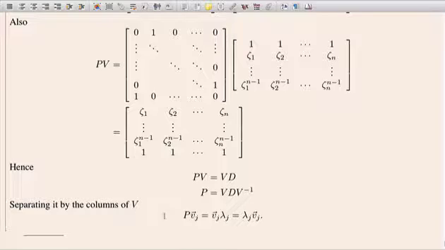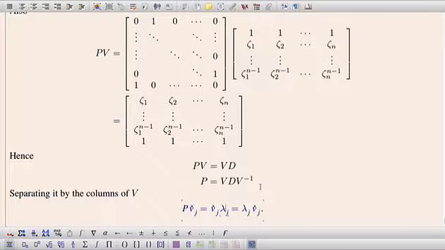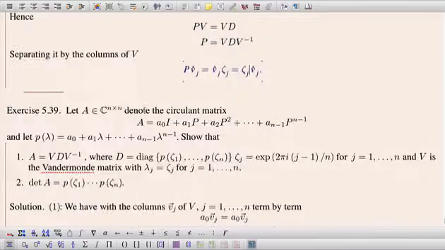And then separating this same statement, P times V equals V times D, column by column, we get that P times vj is vj times lambda j. Well, more precisely, in this case, we have the zeta j's as notation for the nth roots of unity, so it is the same as zeta j times vj, since zetas are scalar numbers.